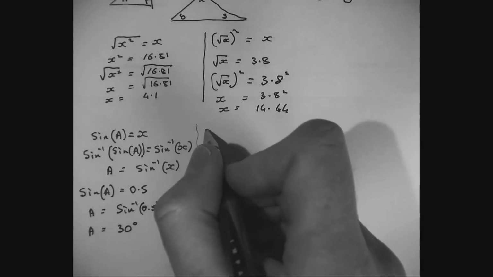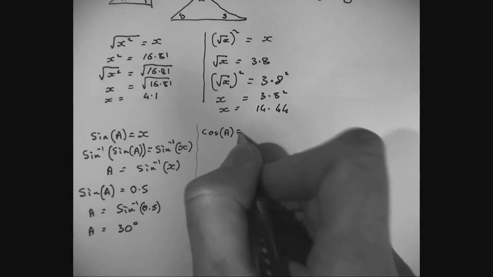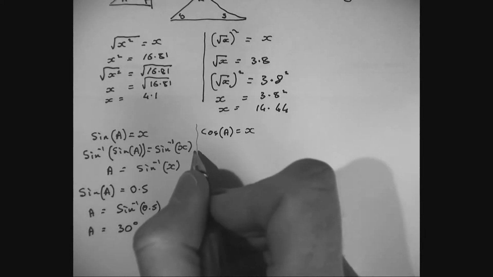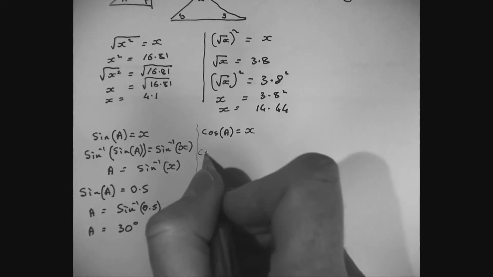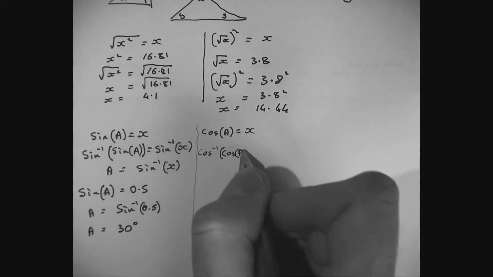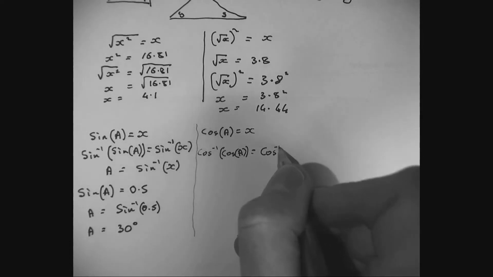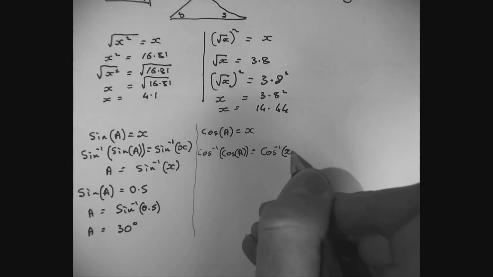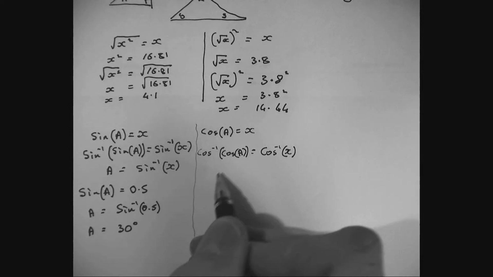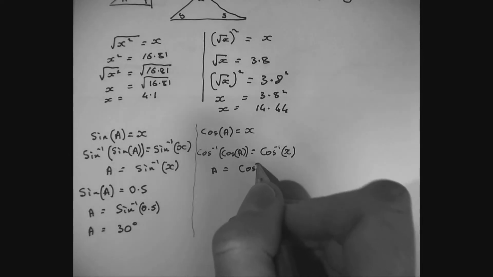Cosine, inverse of cosine. If we are told that the cosine of the angle A equals x, and we want to find out what A is, we can take the inverse cosine of each side. So it's cosine inverse of cosine A equals, we must do it on each side, cosine inverse of x. This inverse undoes the cosine here, so we're just left with A equals inverse cosine of x.